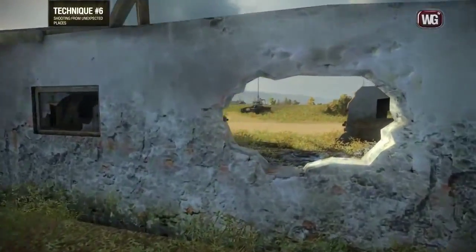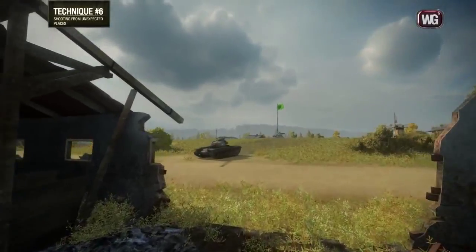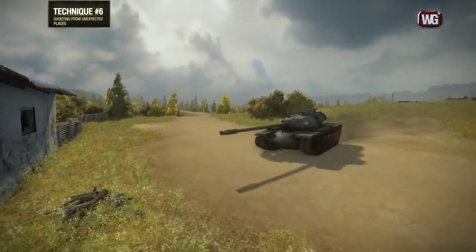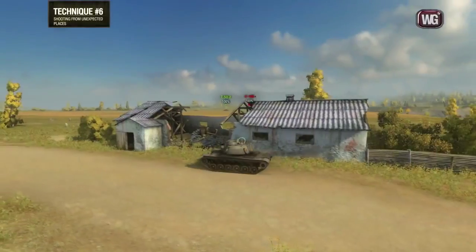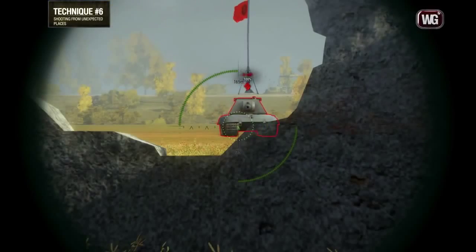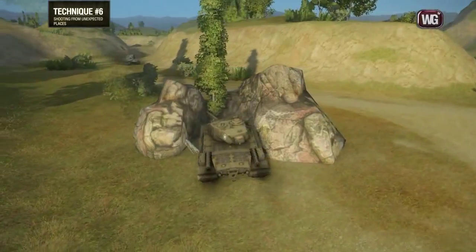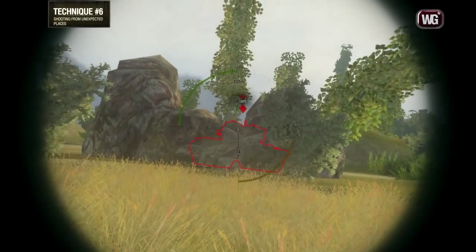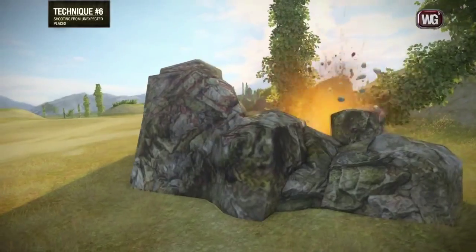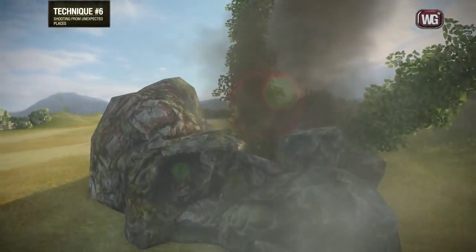Technique number 6, using ground cover and shooting suddenly from unexpected places. Buildings may have windows and doors you can shoot through. Ruins may have gaps that can also help. Fences and rock walls are a good opportunity to blaze away at your enemy with only a tiny part of your turret exposed. Use these places, study the maps, and try to remember any advantageous positions you found.